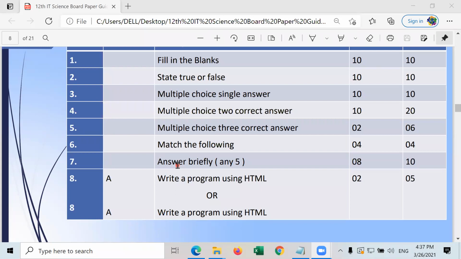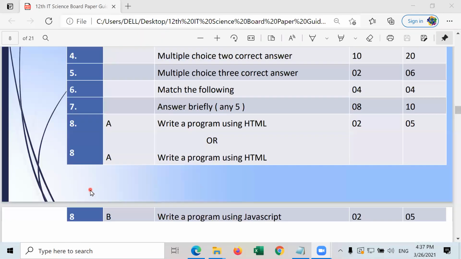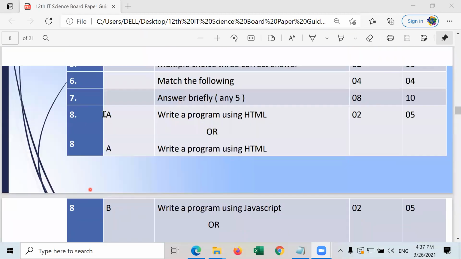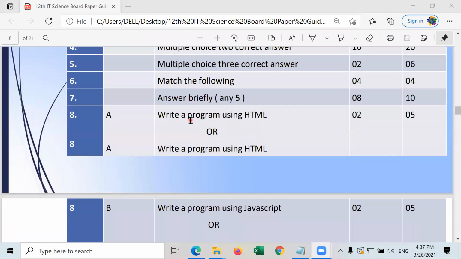Now, moving to question number 8. Question number 8 is divided into two parts, question number 8A and question number 8B. In question number 8A, you'll be given two HTML programs. Out of that, you can choose any one and you have to write the code for that program. So question number 8 is: write a program using HTML, or write a program using HTML. There are two programs, and you have to type any one. That program will carry 5 marks. So here you get one option.